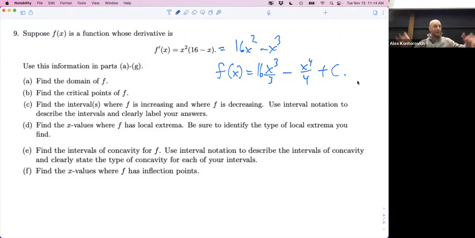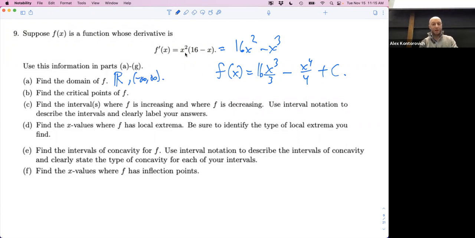Before I do anything, I'm told what f prime is. In this case, I can actually look at the function. Find the domain of f. There's no problem with any of these functions, they're polynomials. So the domain is all real numbers, R, or if you like, minus infinity to infinity.